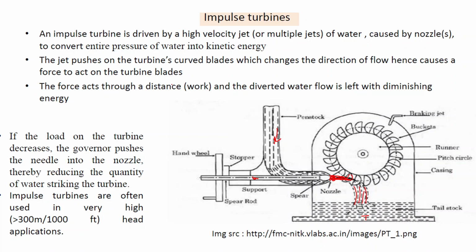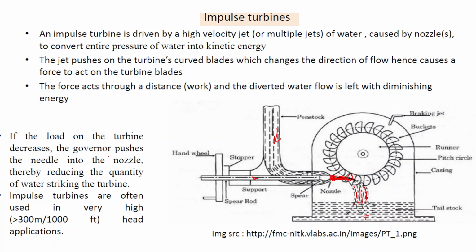So the jet pushes on the turbine's curved blades, which changes the direction of flow, hence causes a force to act on the turbine blades. The force acts through a distance, and the diverted water flow is left with diminishing energy. So this is the diverted water flow, which is left with the diminished energy.